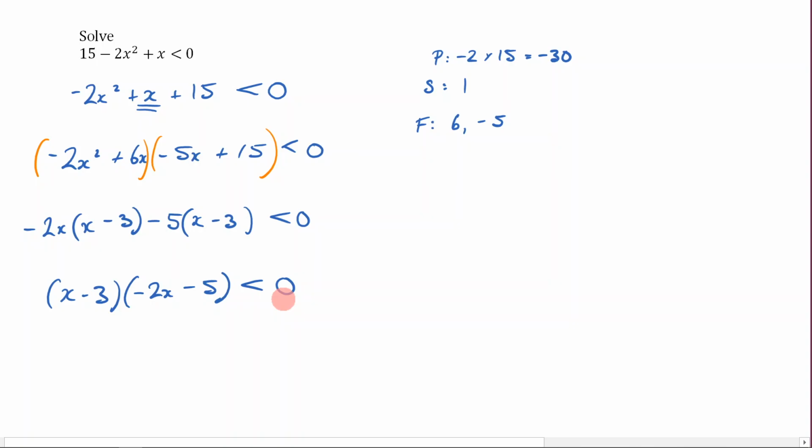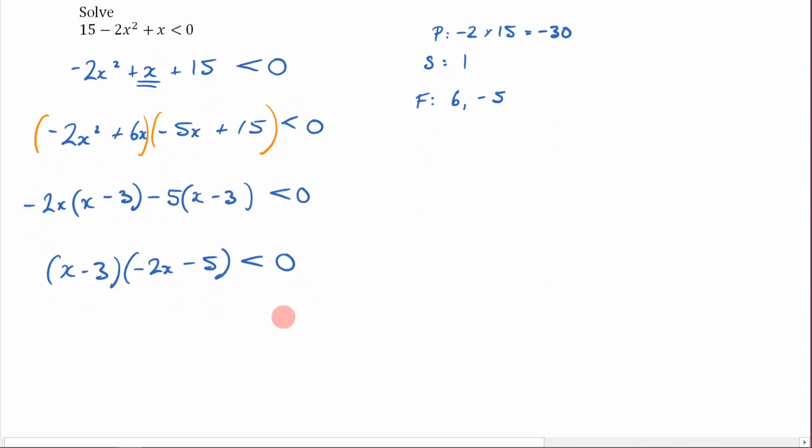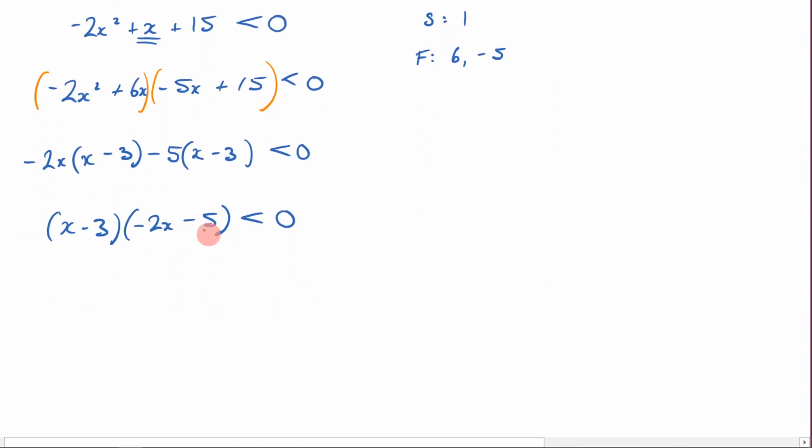What I can do now is find what my x-intercepts are going to be. So to find my x-intercepts, I take each of these and I solve it for 0. I take each of these, I set it equal to 0, and then I solve it for x. So I'm going to get x is equal to 3. Then negative 2x minus 5 is equal to 0. What I'm going to end up with here after a bit of rearranging is x is equal to negative 5 on 2.